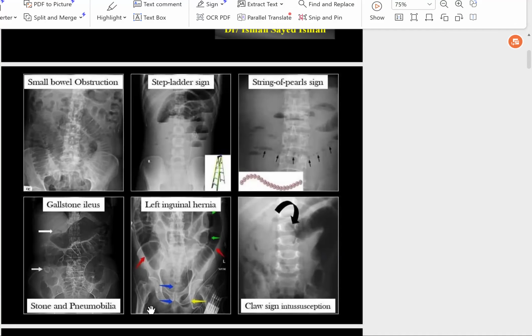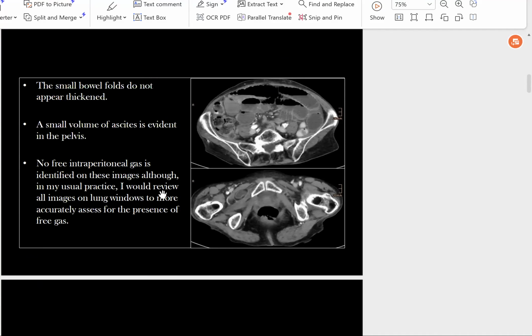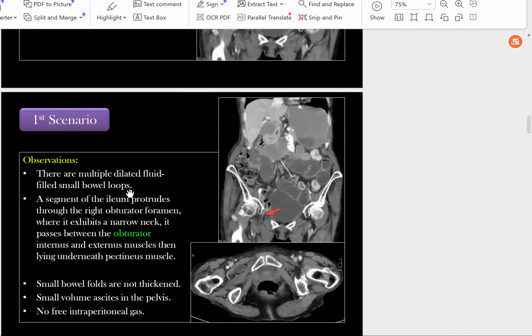All hernial orifices should be checked. So please ask for extension of the radiograph to include the pelvis, and extension of the radiograph to include the lower chest in erect to detect any pneumoperitoneum. Okay, what are the possible causes in case of small bowel obstruction?